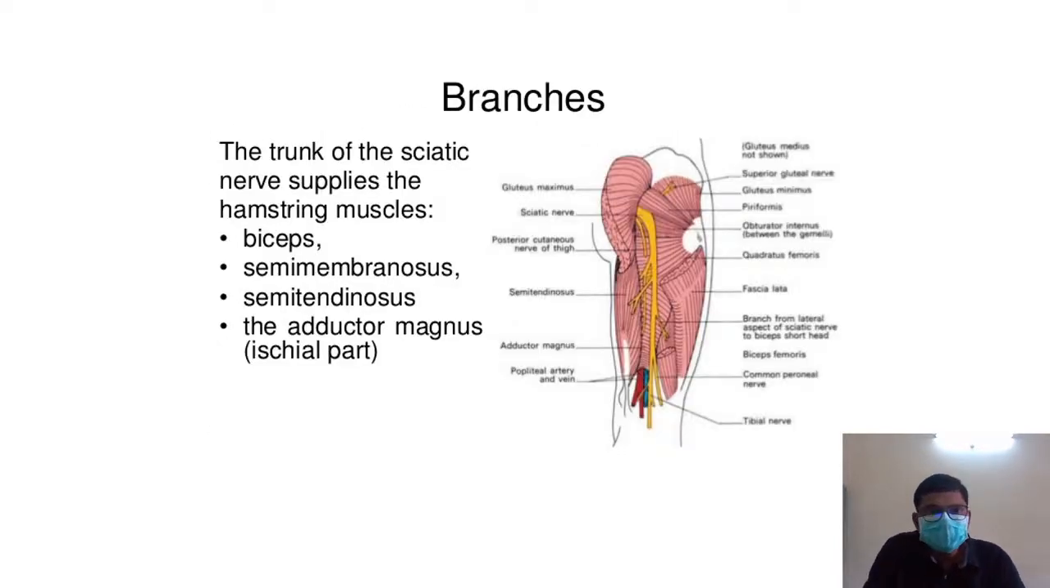Coming to the branches, the trunk of the sciatic nerve supplies the hamstring muscles, the biceps femoris, semimembranosus, semitendinosus, and the adductor magnus muscle.